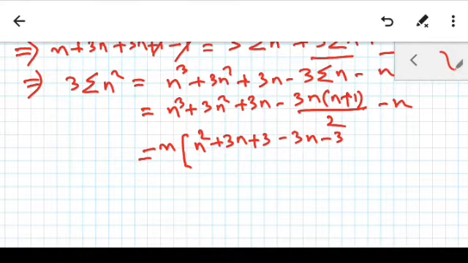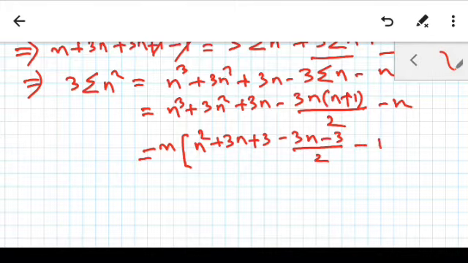I have taken n common, so it will be 3n minus 3, and here by 2 is already present, minus 1. Okay, so it is n by 2. I am taking the LCM. The remaining things are 2n square plus 6n plus 6 minus 3n minus 3 minus 2.